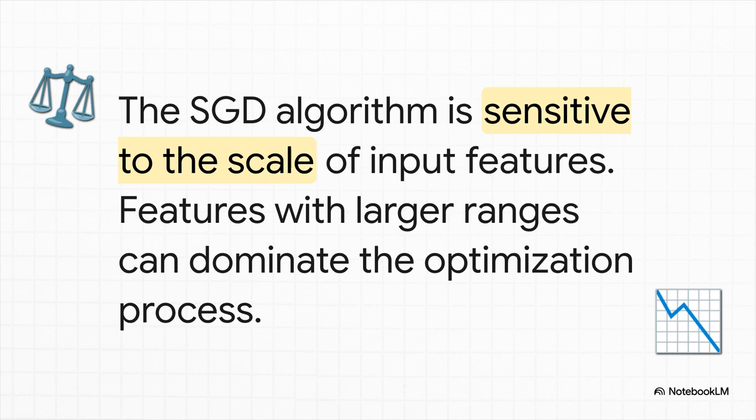The SGD algorithm is going to look at that massive range for square footage and think it's way more important, just because the numbers are bigger. It totally throws off the learning process. So what we do is we scale everything. We put all our features on a level playing field, say between 0 and 1. That way every feature gets a fair shot at influencing the final prediction.